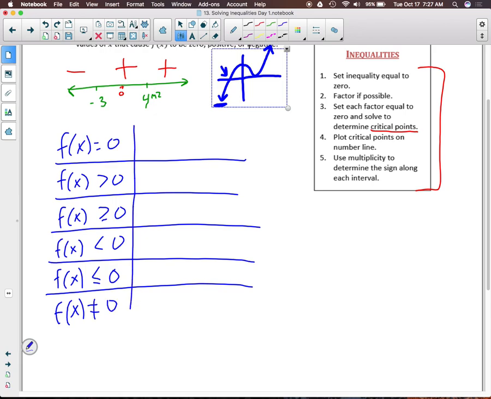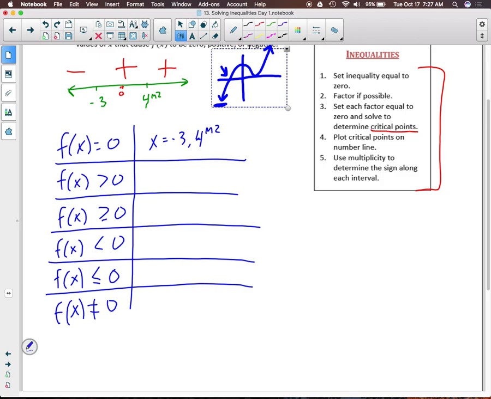So I'm going to use my little sign chart up here to help me answer this. It equals 0 at -3 and 4. So I would just write that as x equals -3 and 4 with a multiplicity of 2. Remember, we should always list the multiplicities.